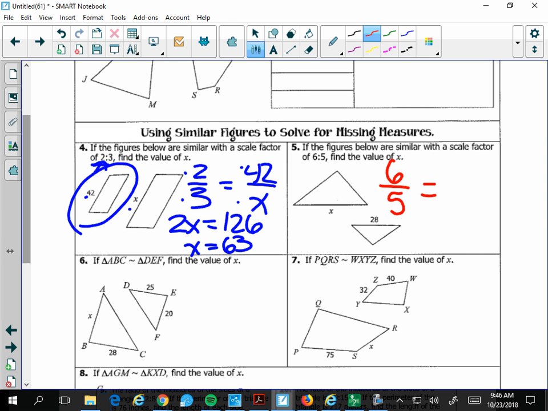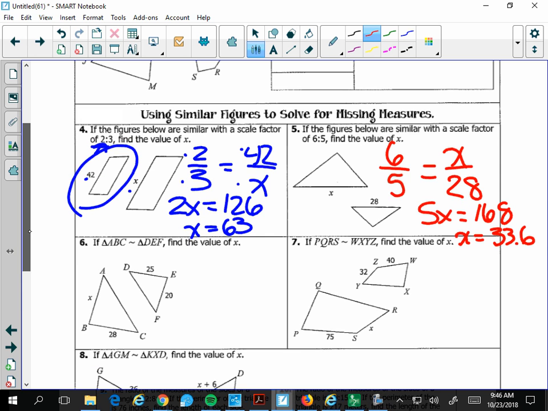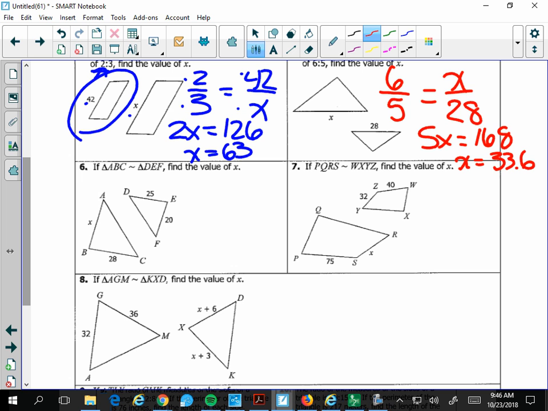Which one is in the top? I need my larger triangle side. You can tell that that one is the one with the x in it. And I'm going to throw 28 in the bottom. And I'm doing the same thing. 5x equals 168. X equals 33.6. Some of these are going to be a little bit ugly numbers, and that is okay. Don't worry about that. So, okay, I'm going to have you guys pause again.